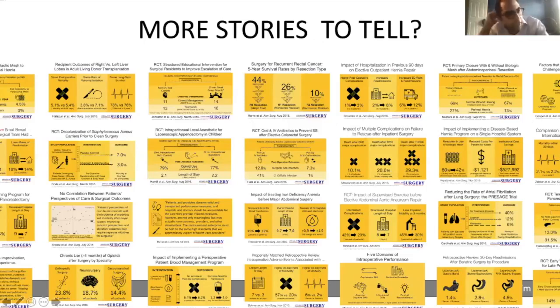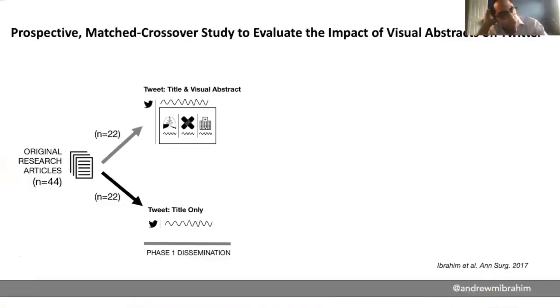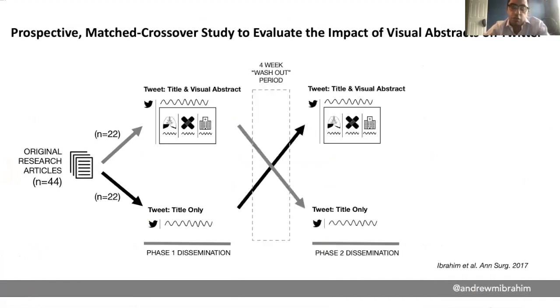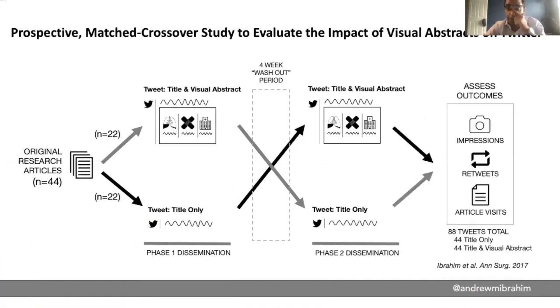Now, because we're at Michigan and we're nerds and my mentor was Dr. Dimick, it wasn't enough to just study something that we thought aesthetically was a good idea. We wanted to rigorously study it using the tools of health services research. So we created a prospective randomized trial of 44 research articles. Half of them were shared as text alone, half were shared as text and a visual abstract. We then waited a 4-week washout period and then shared the same article in the opposite format and then compared them head to head to find out, does it really actually matter if you share the article in a visual abstract format or a text alone format? And we measured that using impressions, retweets, and article visits.